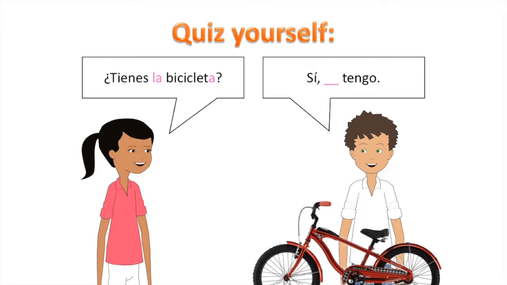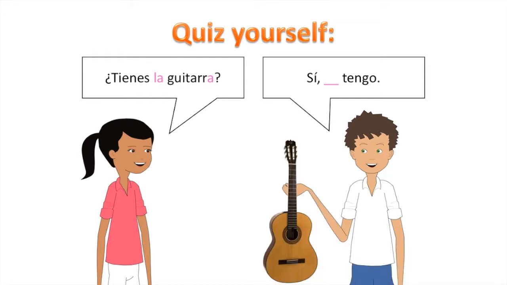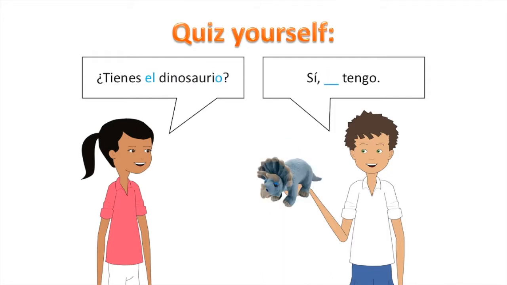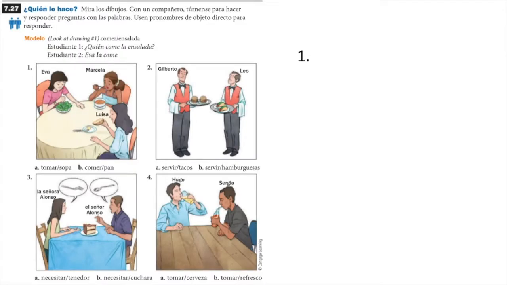Now she asks him, ¿Tienes la bicicleta? Do you have the bicycle? And he's going to say back, yeah, I have it. Bicicleta in this case to say it would become la. Sí, la tengo. Yeah, I have it. Do you have the guitar? Sí, la tengo. Again, because guitar is feminine. Do you have the dinosaur? ¿Tienes el dinosaurio? Sí, lo tengo. I have it because dinosaur ends in an O. It's masculine singular, so I'm going to use lo.